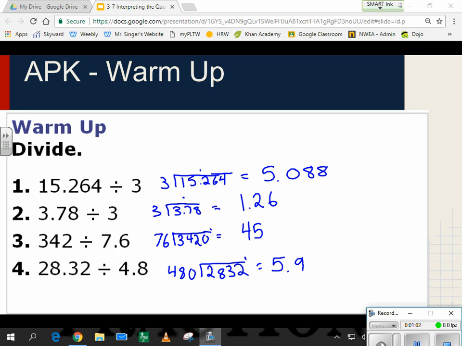So first one was 5 and 88 thousandths. Number 2 was 1 and 26 hundredths. Number 3 was an even 45. And number 4 was 5 and 9 tenths. Hopefully I got the same answers. All right, let's get into our new stuff today.